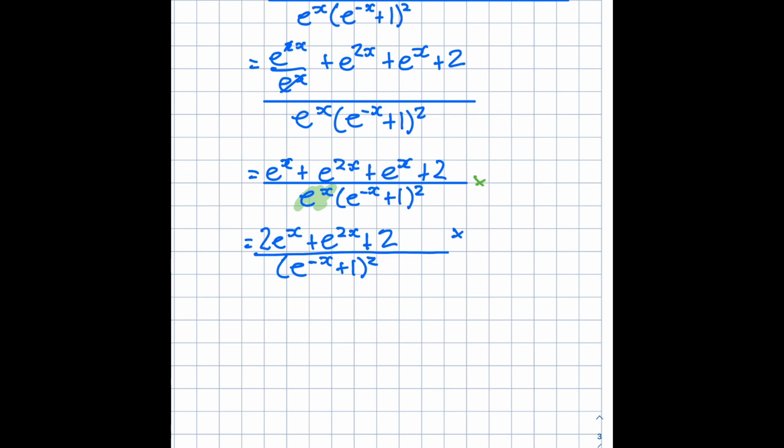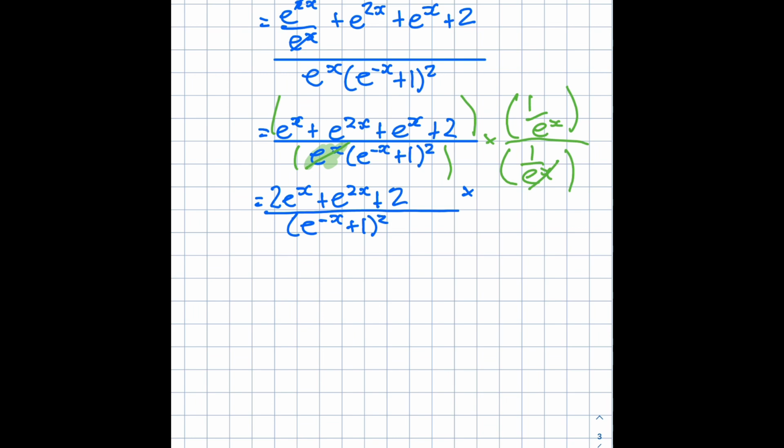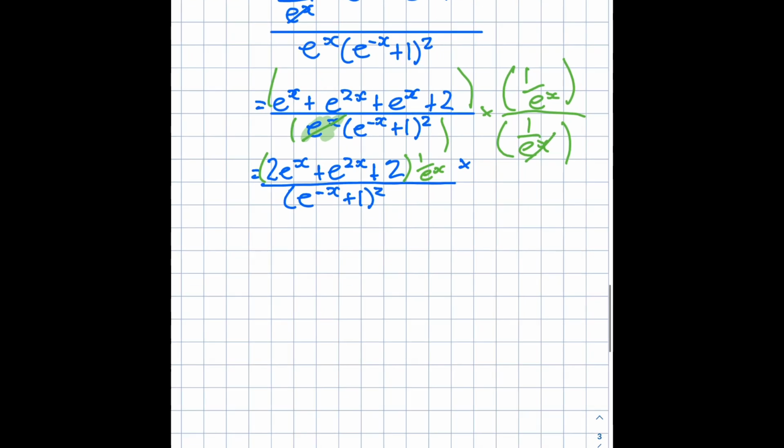I'm going to times this by this whole thing. So you've got to times the top and the bottom by 1 over e to the x over 1 over e to the x. So I'm technically multiplying by 1 because it's the same top and bottom. This will cancel with this. And then on this term here, you'll notice that every one of these terms on top are multiplied by 1 over e to the x. So we'll see a little bit of cancelling here.